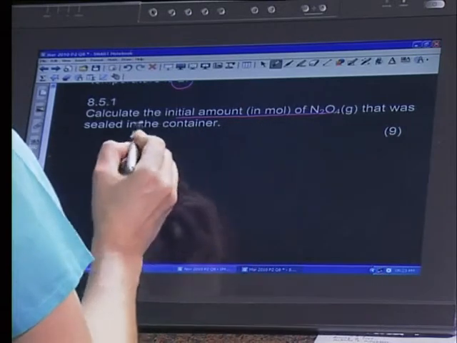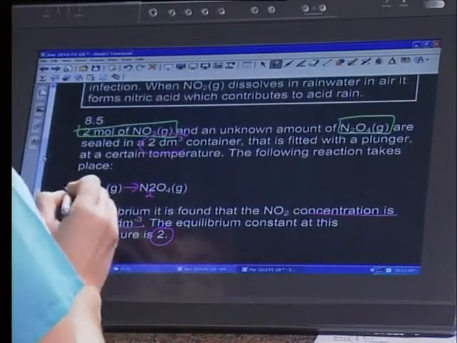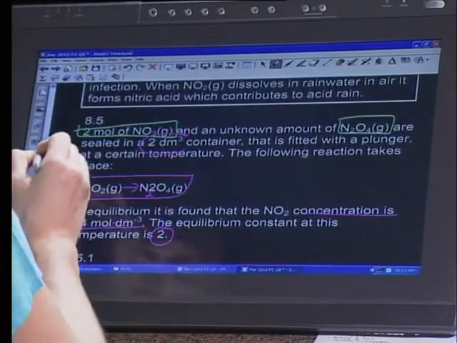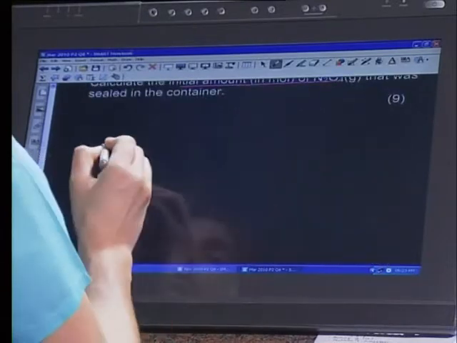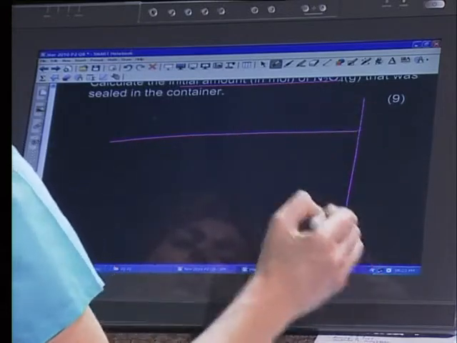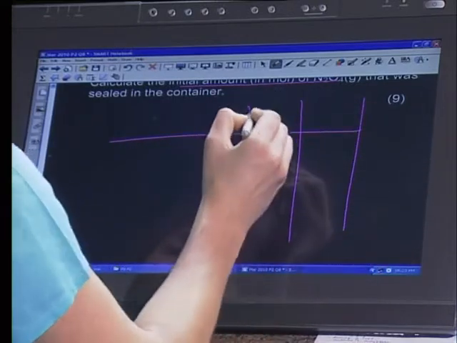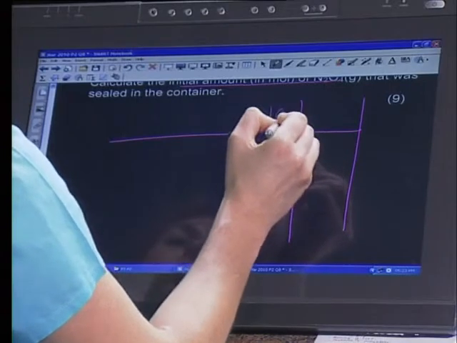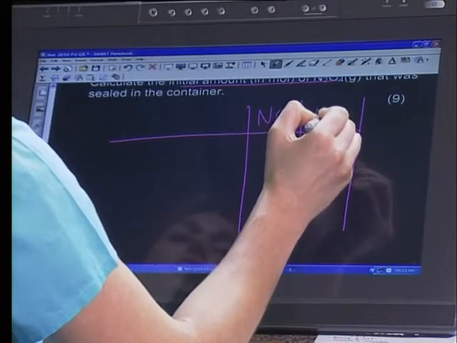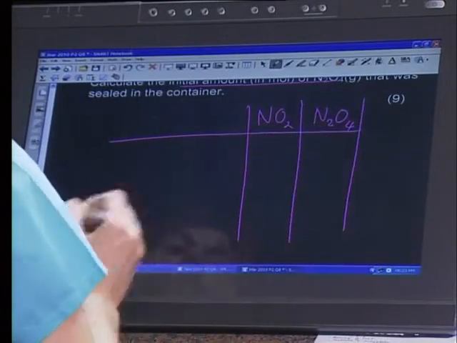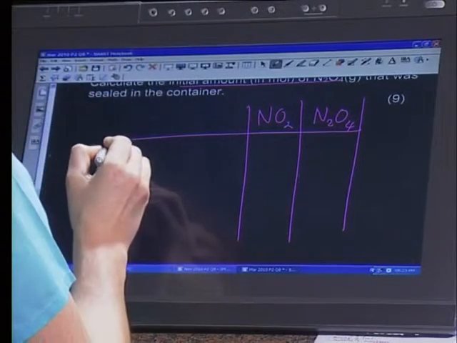Now if you look over here, you have 1 reactant and 1 product, which means that your table will have 2 columns, apart from your column with your headings. So on the one side, you're going to have your NO2, and here you will have your N2O4. Okay, so that's important that you start off over there.